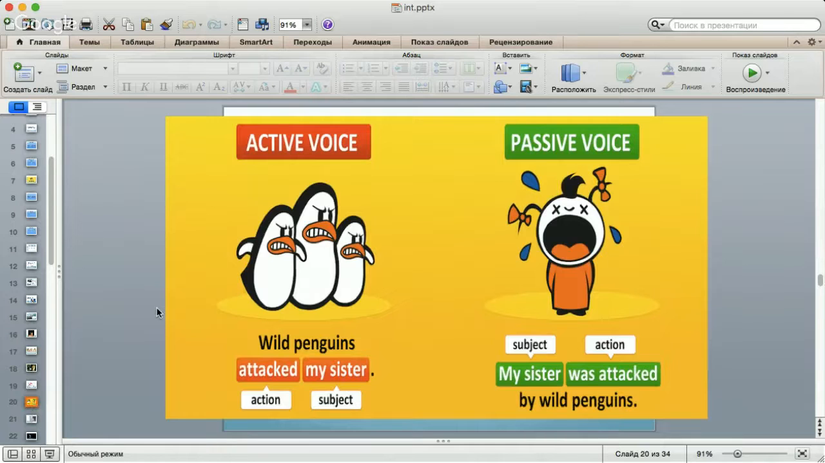Again, one more example of the by usage. So wild penguins attacked my sister, very weird situation and probably very, very hard to imagine, but let's try. So how should we transform it? So wild penguins go to the final position in the sentence, and before the wild penguins, we put by, because these guys are those who did something. And then my sister, or the object, goes to the first position, and the verb attacked is transformed into the passive voice. So to be plus past participle, and we get was attacked.